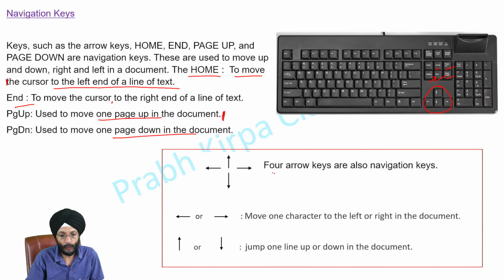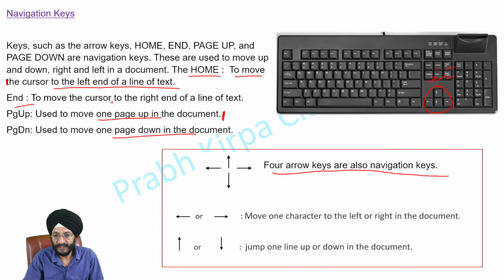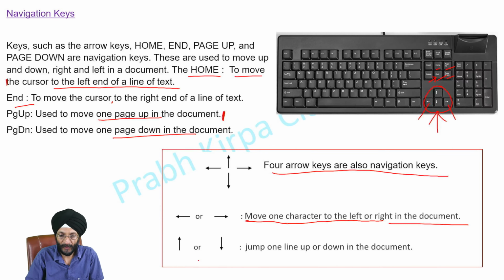Then there are four arrow keys. These are the four arrow keys, also known as navigation keys. Here, if we press this or this, we will move one character to the left or right in the document. If we press this type of key, we will jump one line up or one line down in the document.